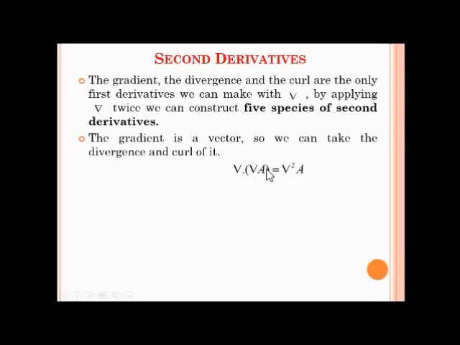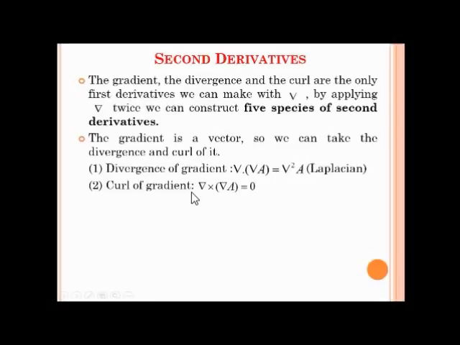So nabla dot nabla a will be nabla square a. This is the divergence of gradient. Please try to remember all these points. What I am saying, these are very important. The curl of a gradient, that is nabla cross nabla a, is always 0. The divergence is a scalar, so we can take its gradient. Once again I repeat, the divergence is a scalar, so we can take its gradient.